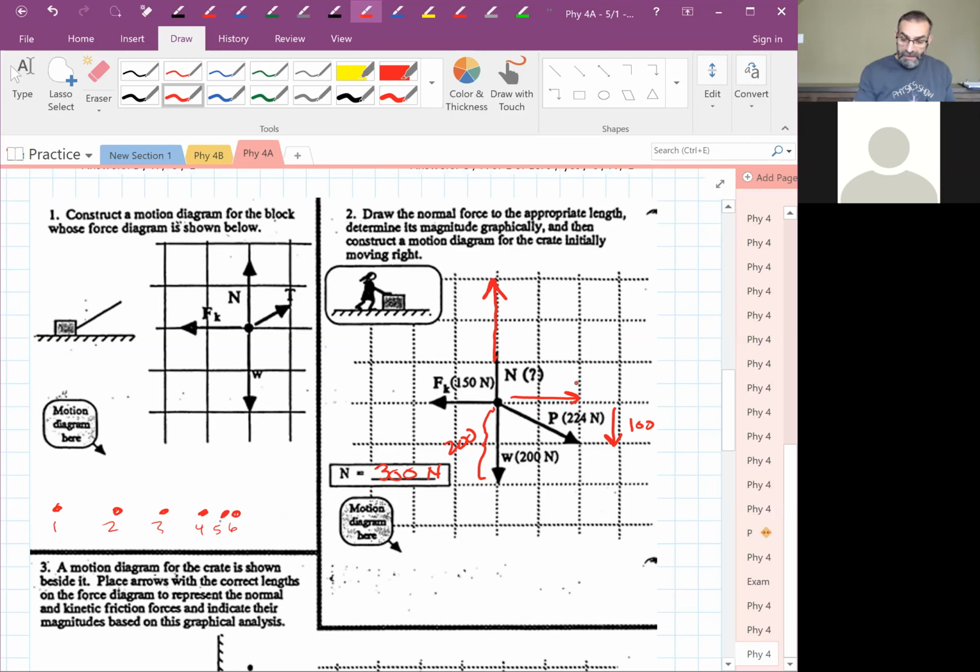And what's the motion diagram look like? Is this object moving at constant speed as it goes across the floor? Is it speeding up? Is it slowing down? What's it doing?